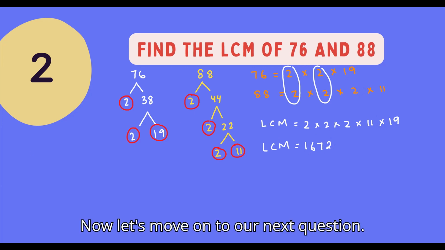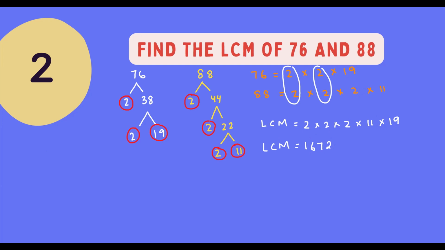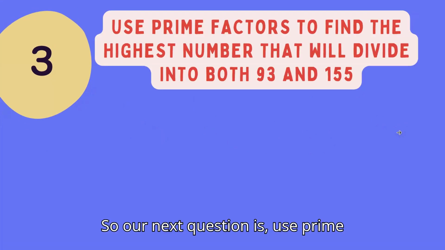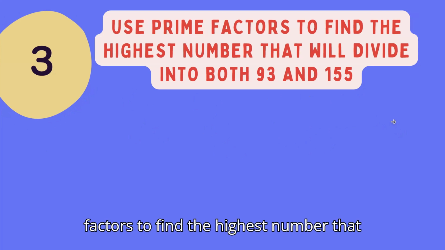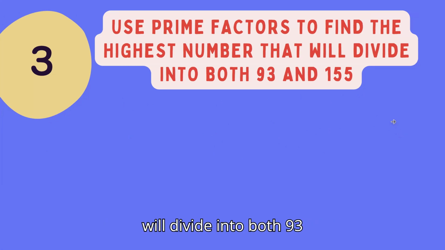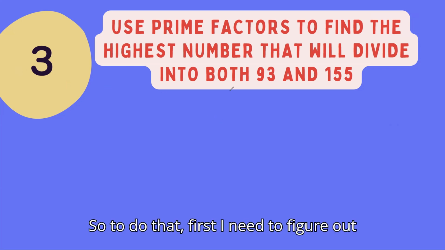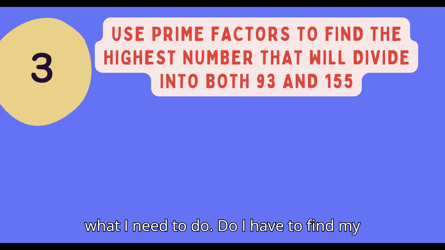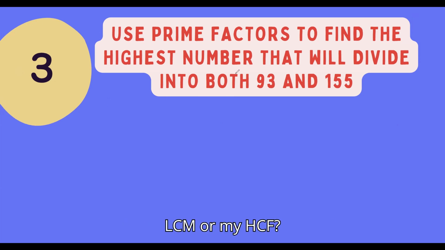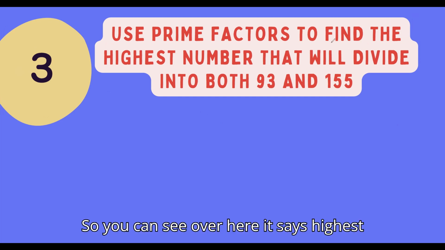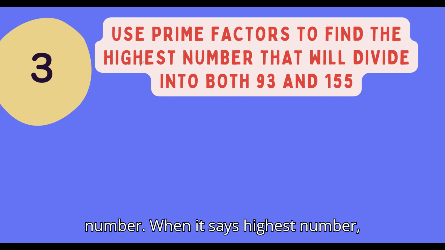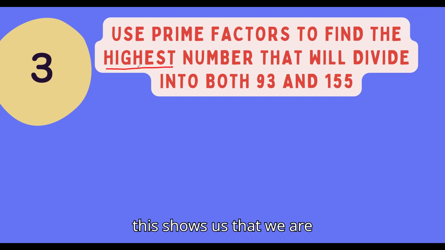Now let's move on to our next question. Use prime factors to find the highest number that will divide into both 93 and 155. To do that, first I need to figure out what I need to do. Do I have to find my LCM or my HCF? You can see over here it says highest number. When it says highest number, this highest shows us that we are finding the HCF of 93 and 155.